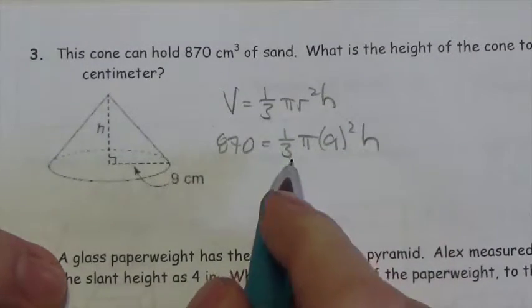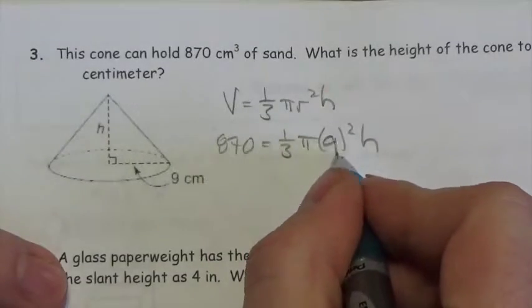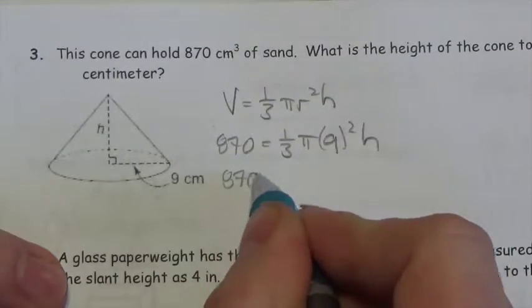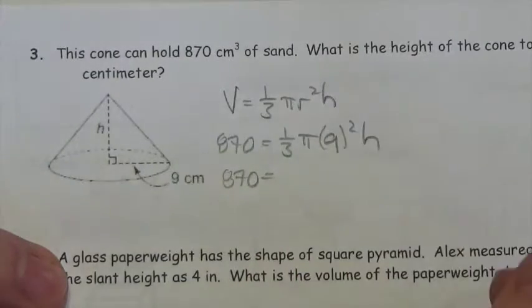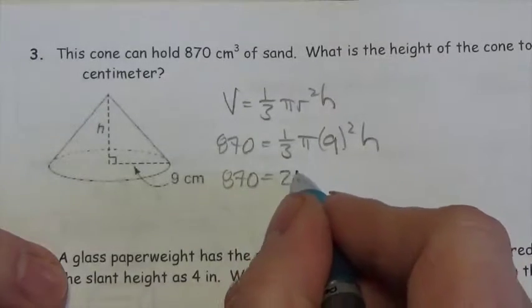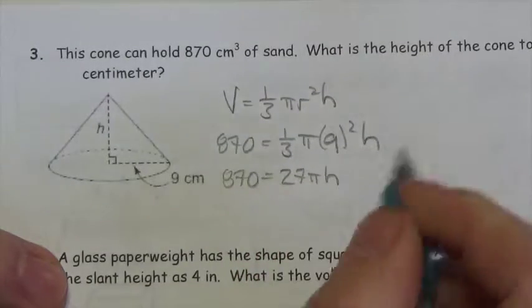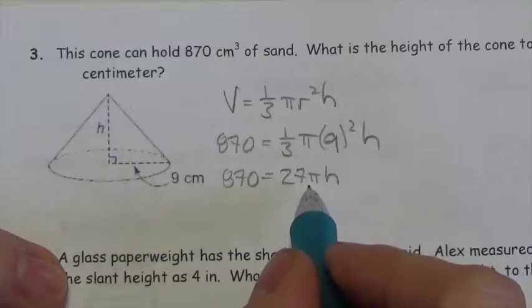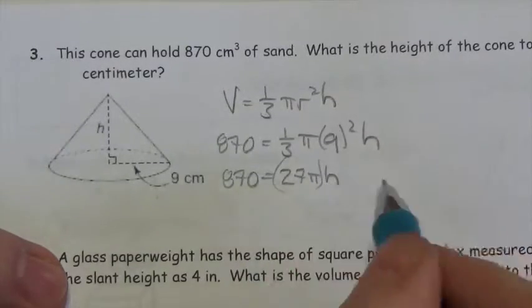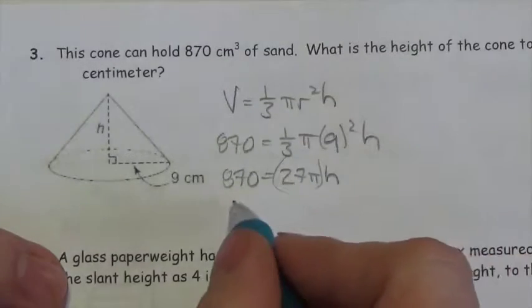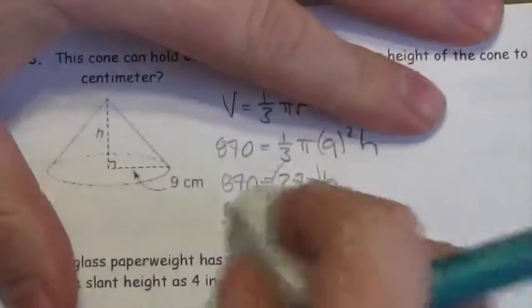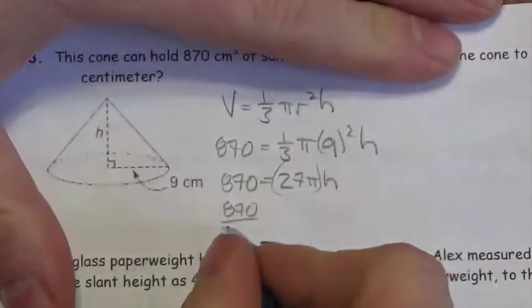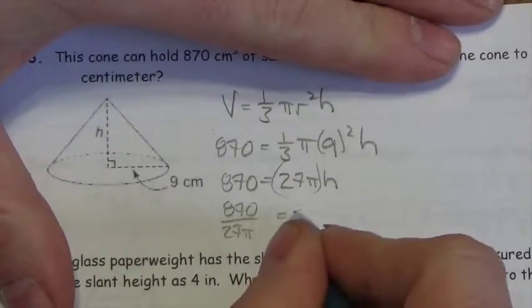Just like before, I'm going to simplify this a little bit, because I know that 9 squared is going to be 81, but then we're going to get 1/3 of that. And 1/3 of 81 is going to be 27, so 27 pi times h. And so now to get h by itself, because bear in mind it's being multiplied by this 27 pi, I'm going to divide by that, so we'll get 870 divided by 27 pi is equal to h.